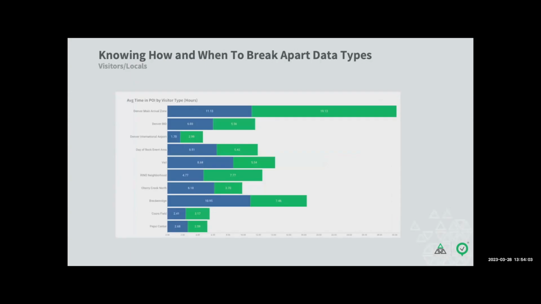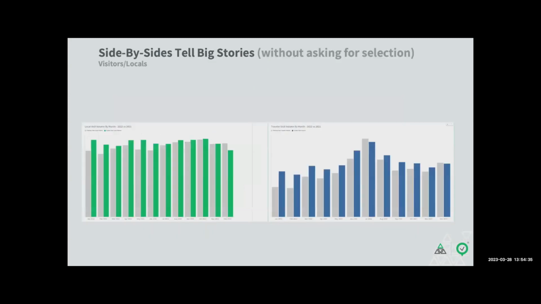And then know when to break apart data, right? So this is a local traveler, somebody that lives in market, versus a visitor, somebody that has come from out of town, in this case, likely flown in to Denver International Airport. And so you want to understand how to break apart data based on what's important to your customer. You might behave differently or invest differently or market differently for local people versus people that are flying in. So know how to break apart data in an intelligent way to best tell the story.